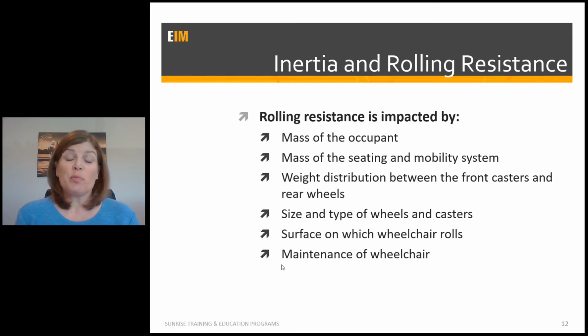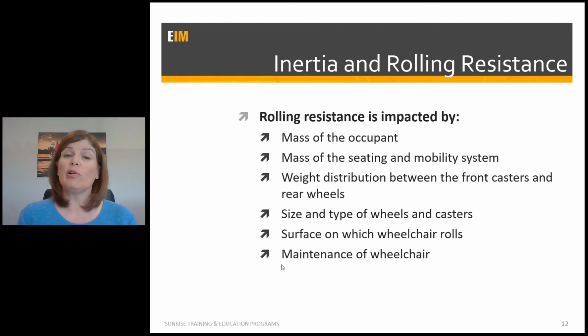The weight distribution between the front casters and the rear wheels is another factor that influences rolling resistance. So we're going to talk a little bit more about that as we go on in the presentation. And the size and the type of the casters and wheels also influences rolling resistance. Again, I have more information on that. The surface that the wheelchair rolls on will also influence rolling resistance.